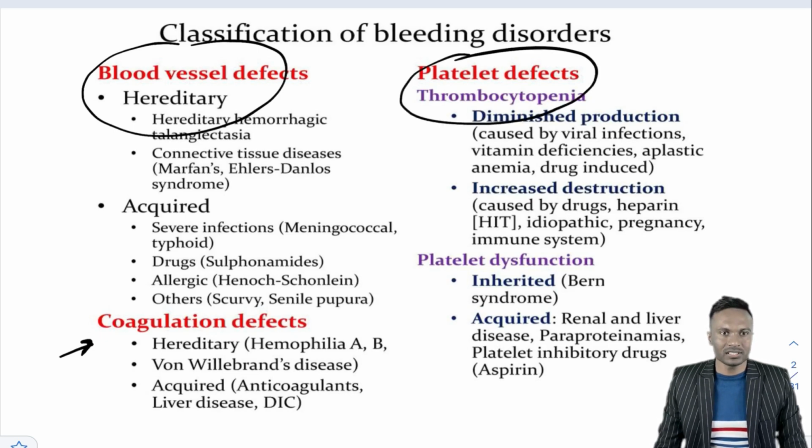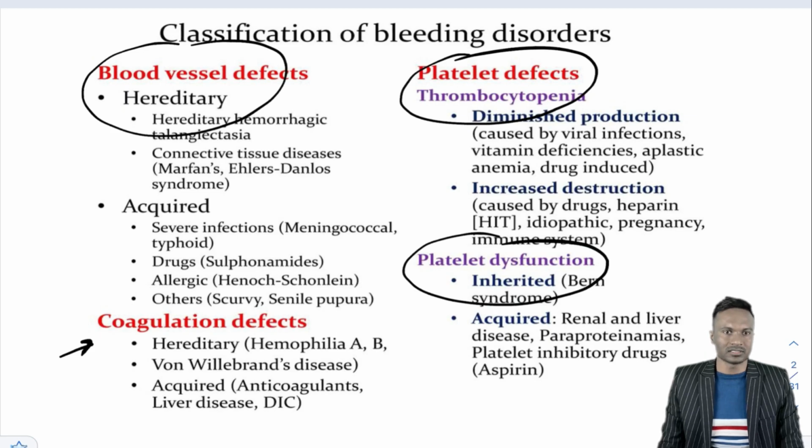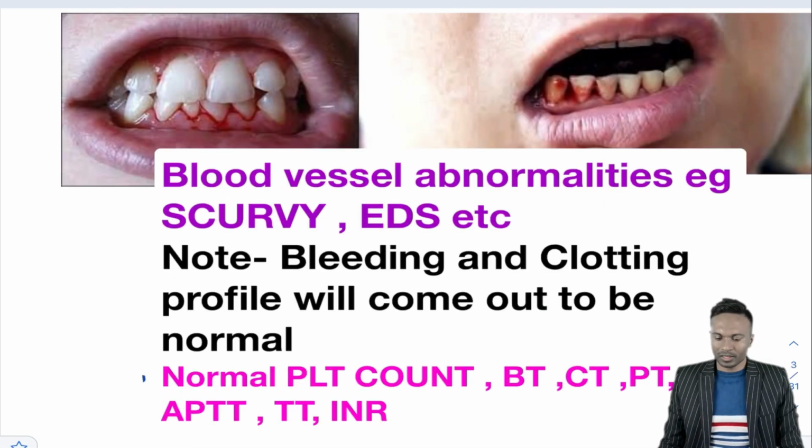These platelet defects can also result in bleeding. Sometimes there is a quantitative defect. By quantitative defects, I mean thrombocytopenia. But sometimes there can be platelet dysfunction. There might be a problem with platelet aggregation, adhesion or even activation. So you call it platelet dysfunction or platelet function disorders. Example, Bernard-Soulier, Glanzmann's thrombasthenia. Here we have a picture showing gum bleed.